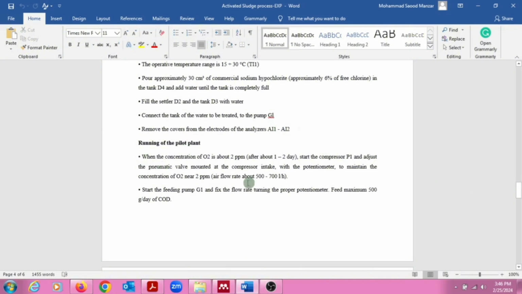Okay, now for running of the pilot plant, we have to make sure not only about the COD, but also that the dissolved oxygen should be around 2 ppm. If it is less than 2 ppm, the process will not be sustainable. If there is not enough oxygen, there are chances that there may be anaerobic degradation instead of aerobic degradation.